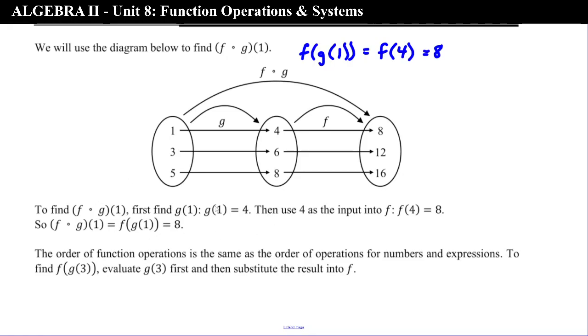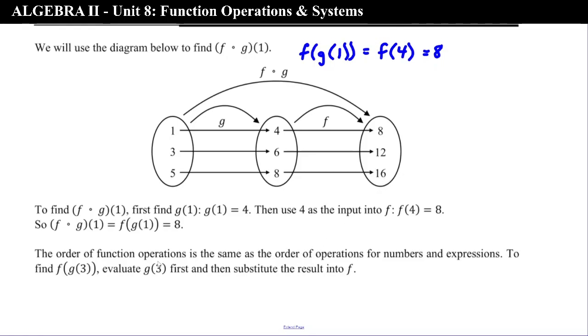And this is what this explanation gives us. We find g of 1 first, which is 4. Then use 4 as the input into f. f of 4 equals 8. So if we wanted to find f of g of, say, f of g of 5, then we would follow this line. We start with g of 5, which is 8, and then f of 8 is 16.